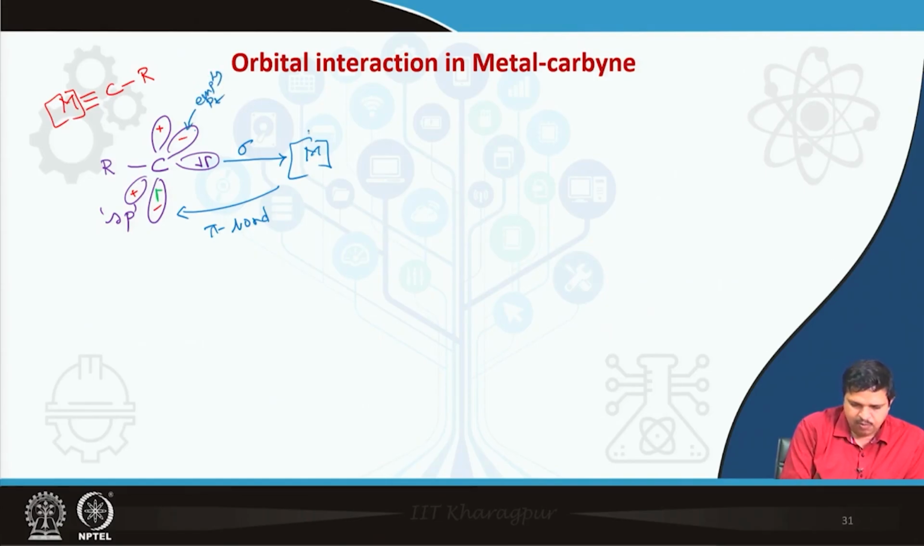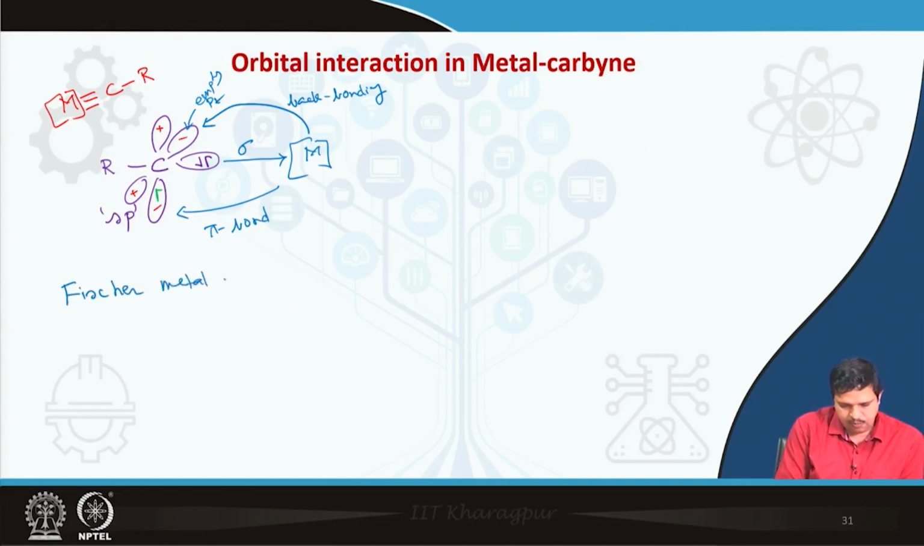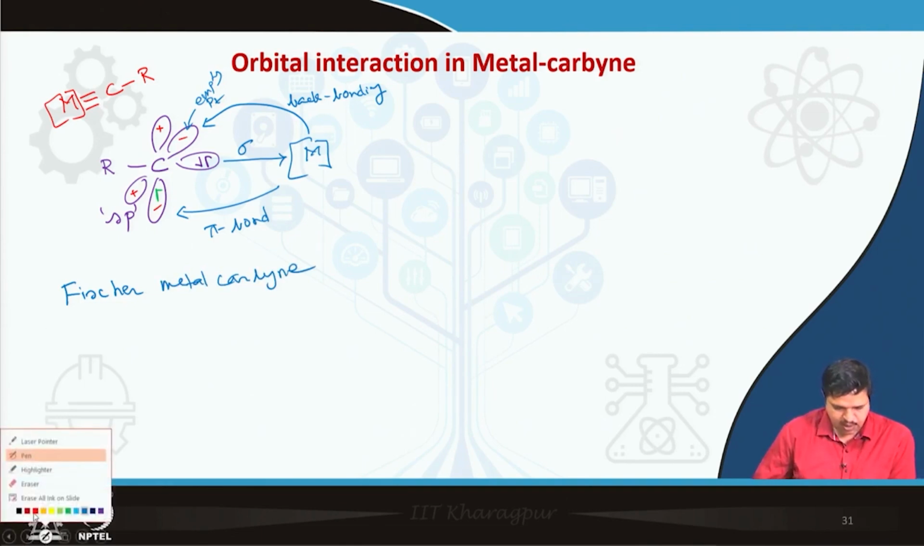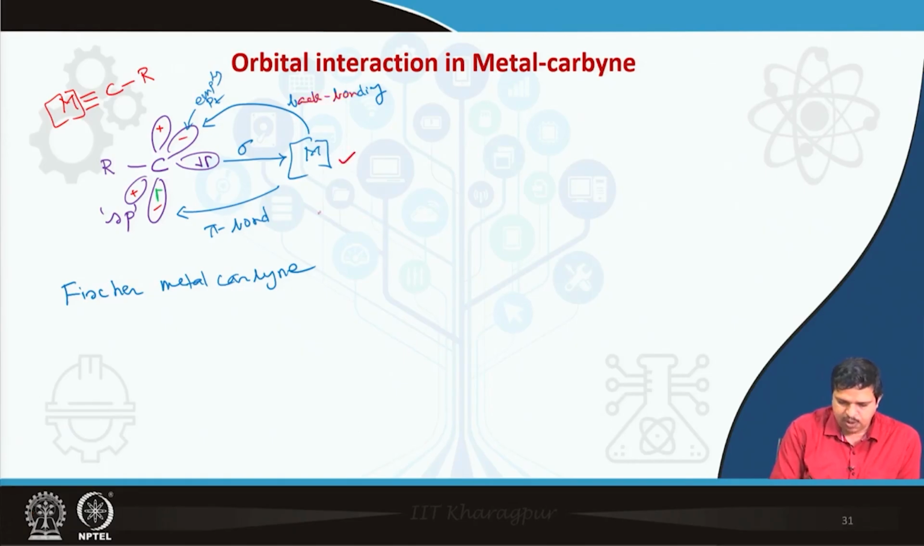So there is back bonding possible from the filled metal d pi orbitals to the empty pz orbital. So this is called the Fischer metal carbene complexes, okay.